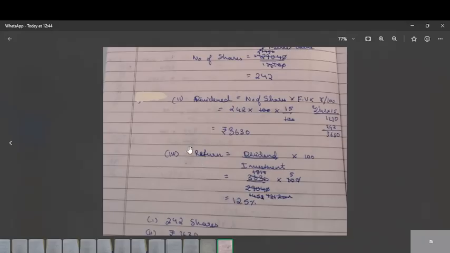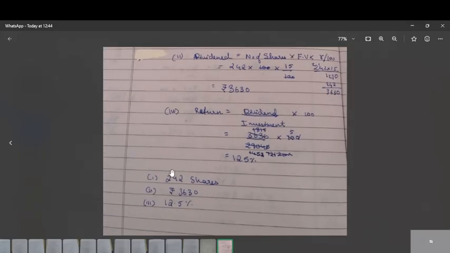Return. Okay. Write percentage of return. Percentage of return is dividend divided by investment. Okay, 12.5% is the answer. Correct.